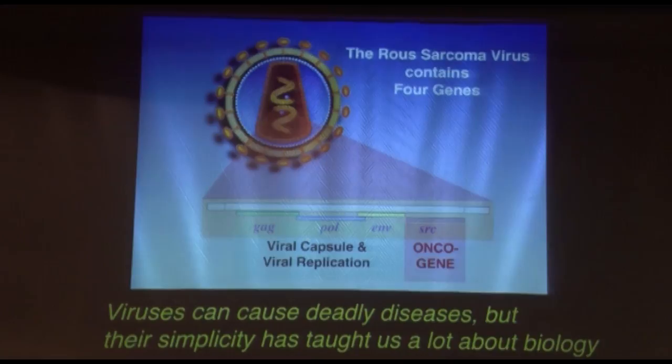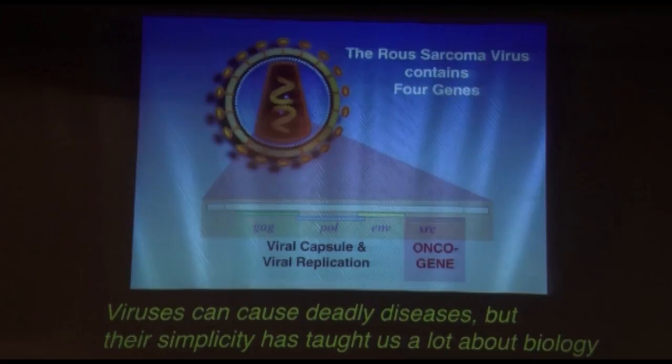Now, much later, Michael Bishop and Harold Varmus made the stunning discovery that this gene called SARC is not some strange gene found only in the virus. It is actually very, very closely related to human genes. All of us have SARC genes in our body. Whether we like it or not, they're there.